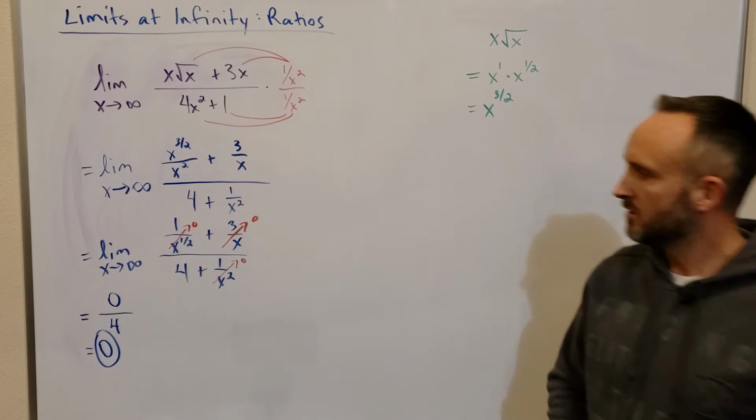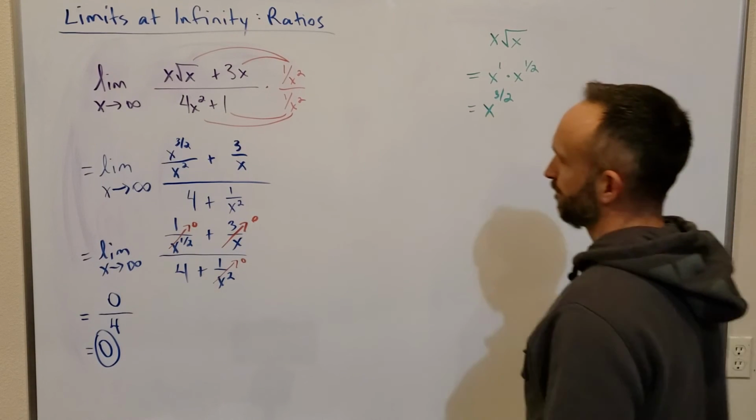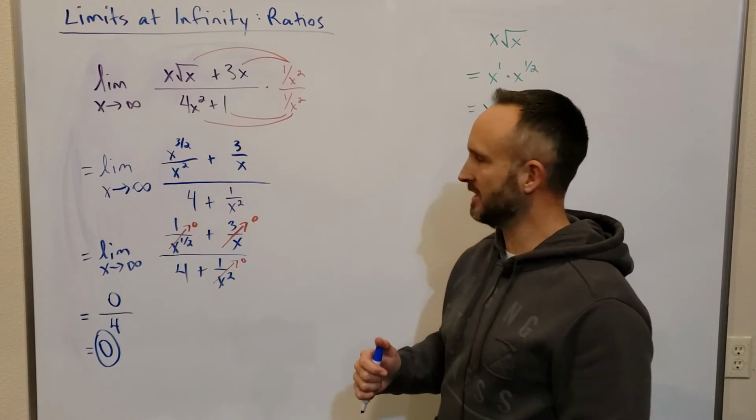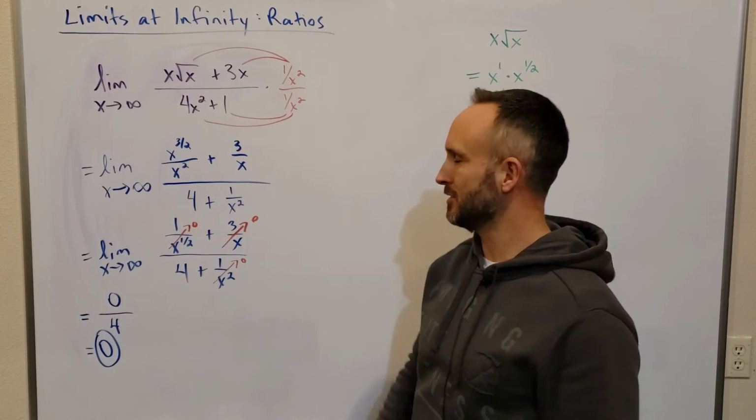Okay? So sometimes infinity over infinity equals 0. And this is a good example of that. I brought this example in to show you how to deal with square roots and turning them back into powers.